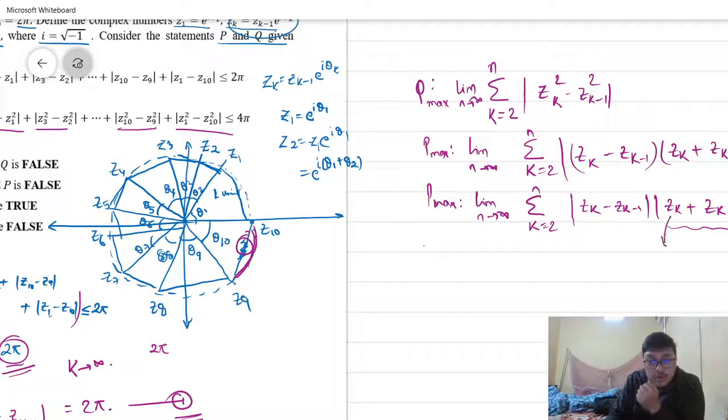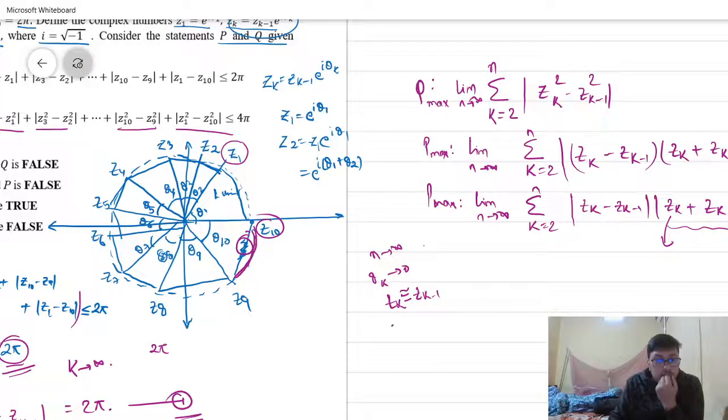This is a kind of complex number, which can be understood with the help of vectors. So if n tends to infinity, then theta k tends to 0. So there is no difference between the vectors z1 and z10 or z1 and z2 or zk and zk minus 1. Both will be nearly equal. So zk plus zk minus 1 can be written approximately as 2zk, and its magnitude will be 2 because the magnitude of zk is 1.